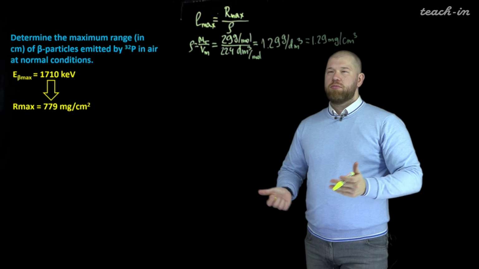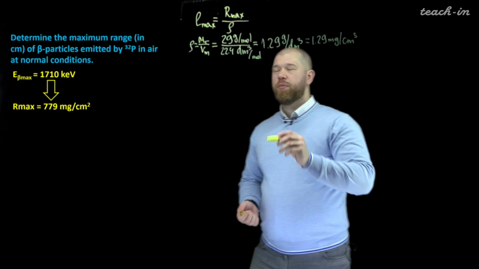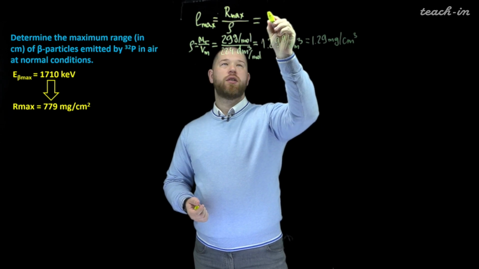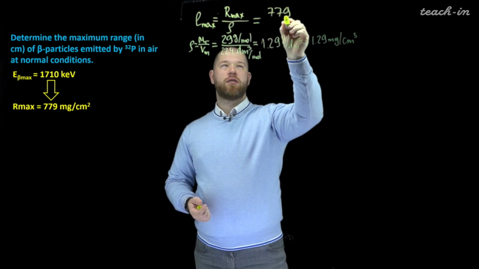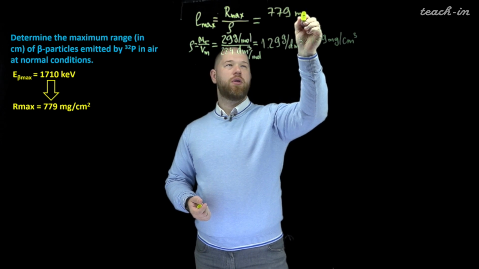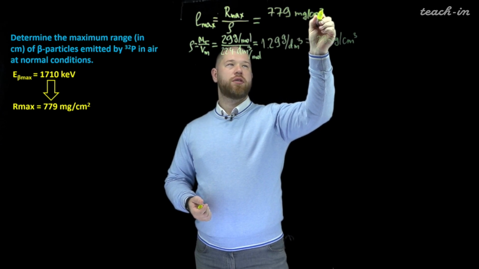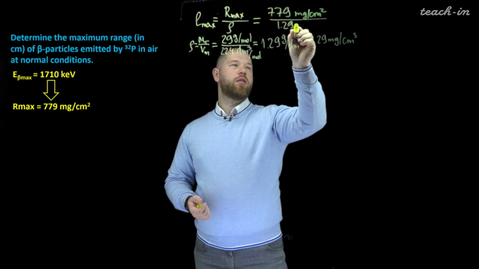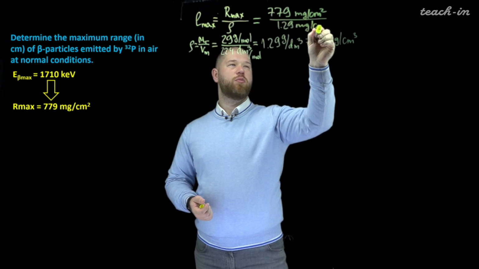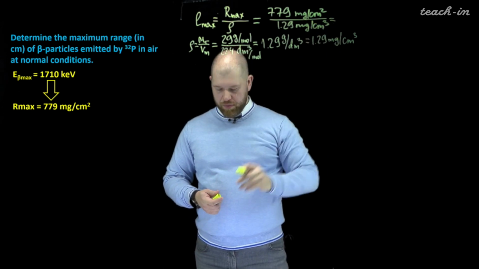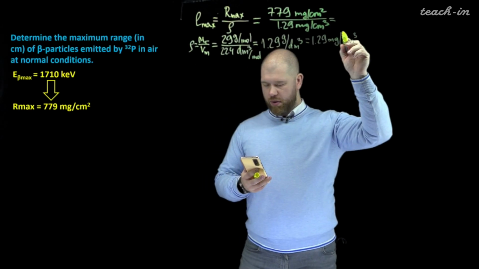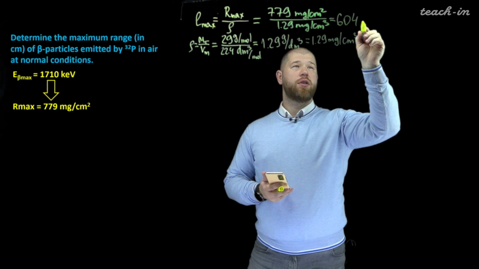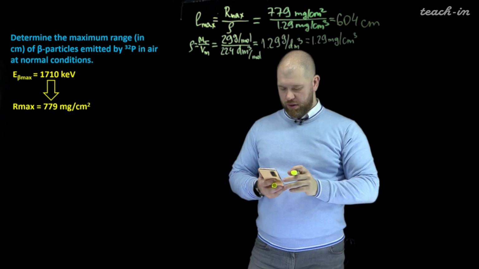We know all the required values now, and we can easily calculate this value. So it is 779 milligram per squared centimeter divided by 1.29 milligram per cubic centimeter. So it will give us approximately 604 centimeters.